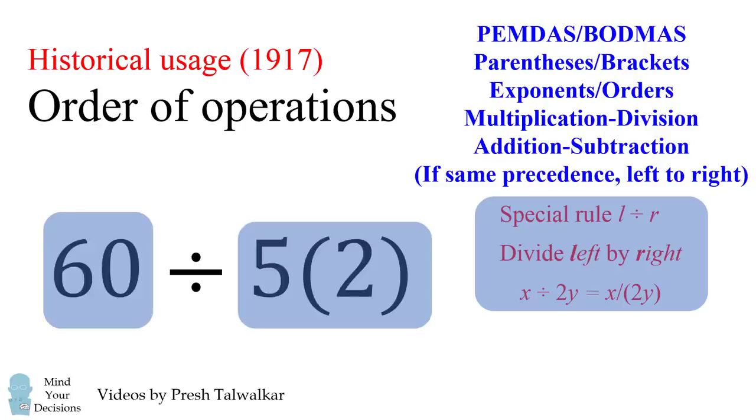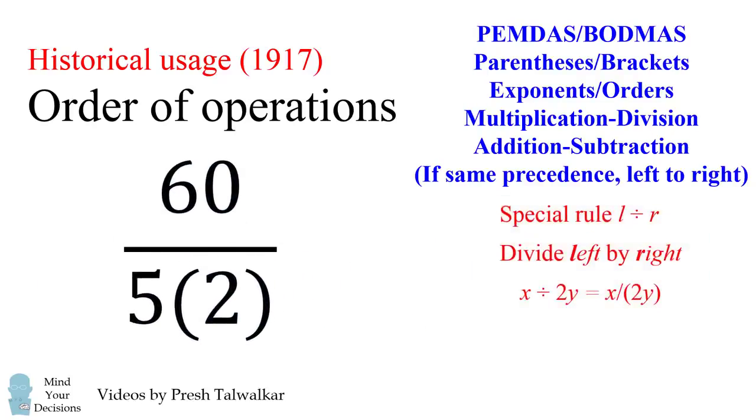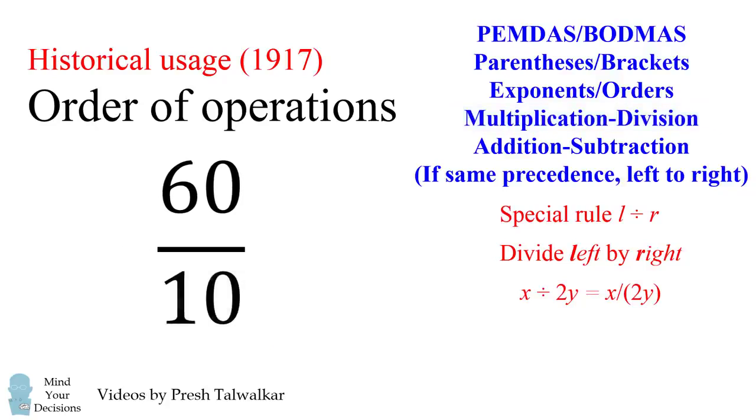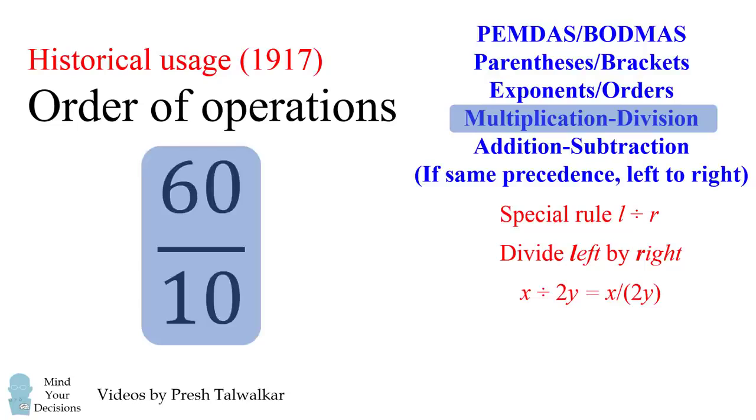So we take 60 on the left, 5 times 2 on the right, and we would form a fraction as follows. We then would evaluate 5 times 2 as being equal to 10, and then we would take 60 divided by 10 and get to the answer of 6. This is one way that people do interpret this question. So some people say the answer is 6, other people say it's 24.